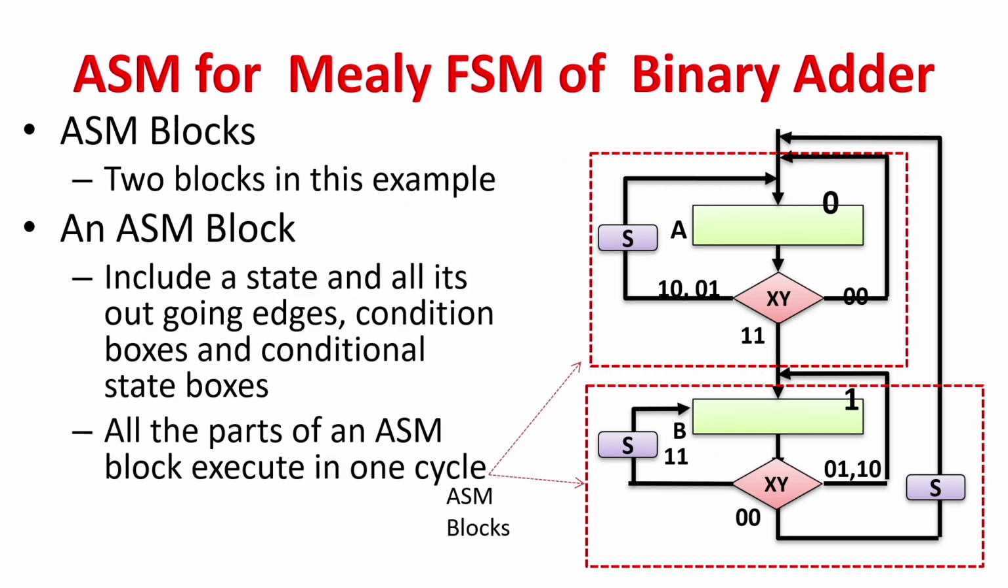Earlier we have already shown this diagram, and this ASM has 2 blocks. An ASM block includes a state, all its outgoing edges, condition boxes and conditional boxes, as we have already shown. In this example there are 2 blocks.